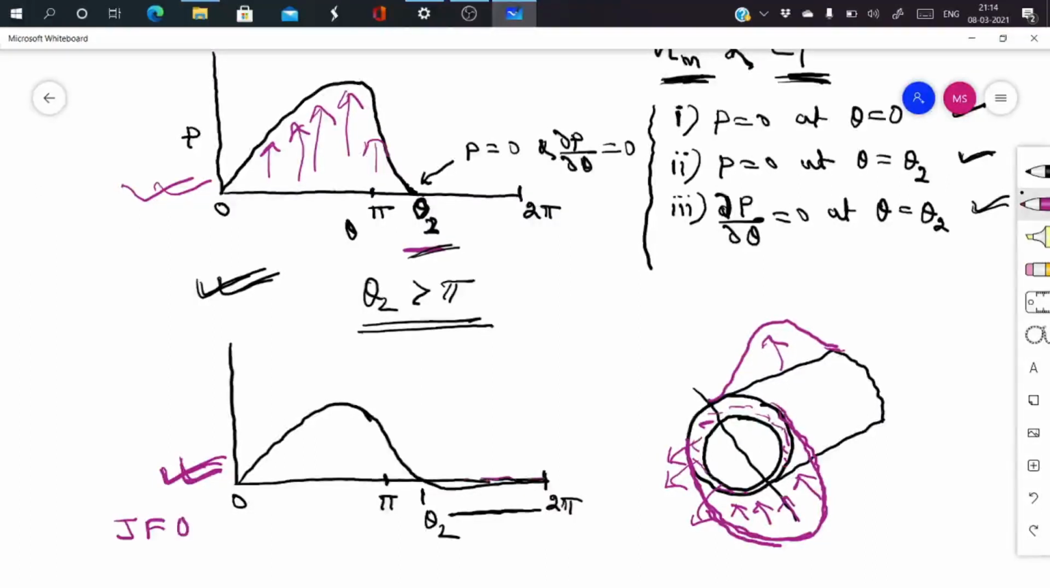JFO: Jefferson, Floberg and Osborn. Three people are there, Jefferson, Floberg and Osborn. They proposed this. So this is called the JFO cavitation condition, which is quite difficult to implement and also highly unstable. So therefore people only use this for numerical studies, but here you can do it with pen and paper, you can find out, also you can use it for numeric studies, and both these boundary conditions will give close results.